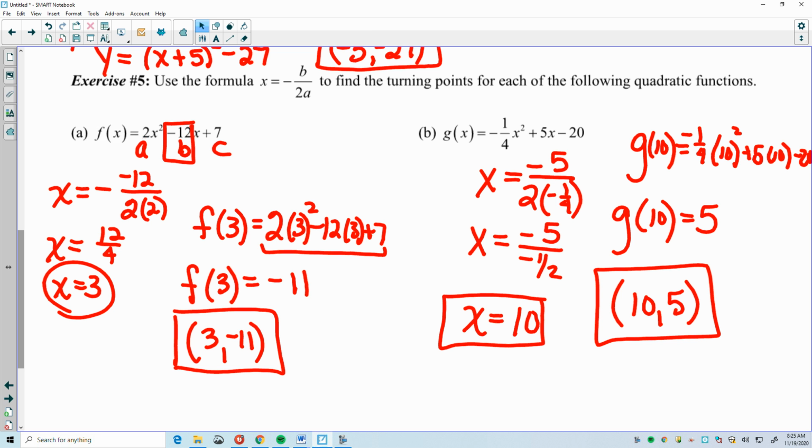Okay, so I know this was challenging. We're going to go through this in class. Please make sure you come in with questions. We will practice this. We're going to get this completing the square down.